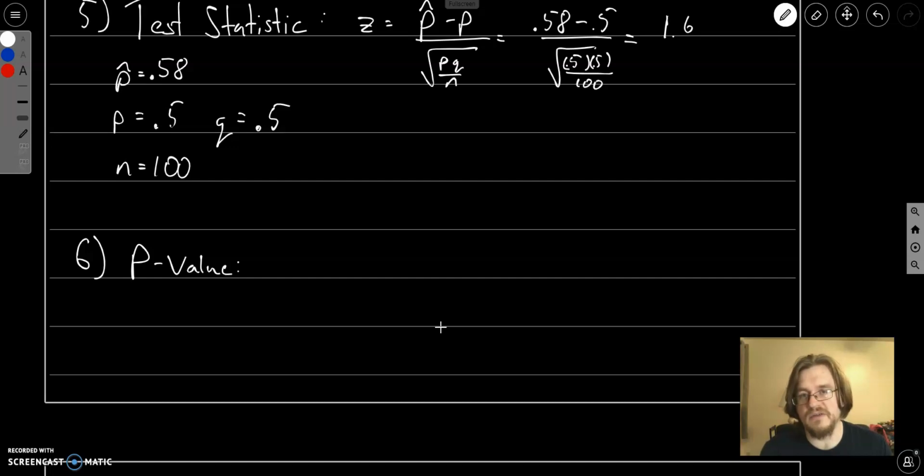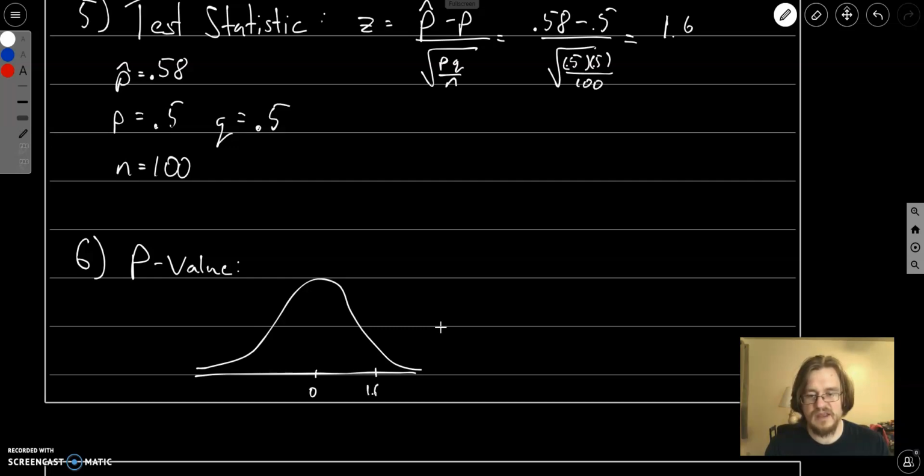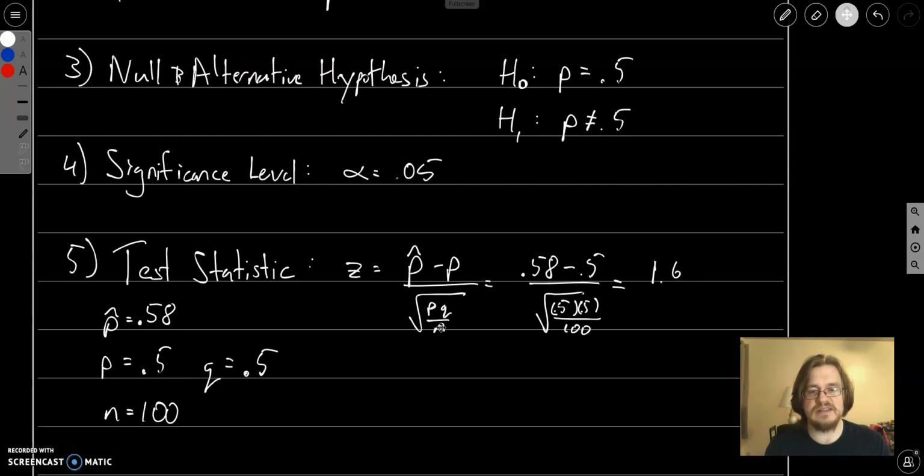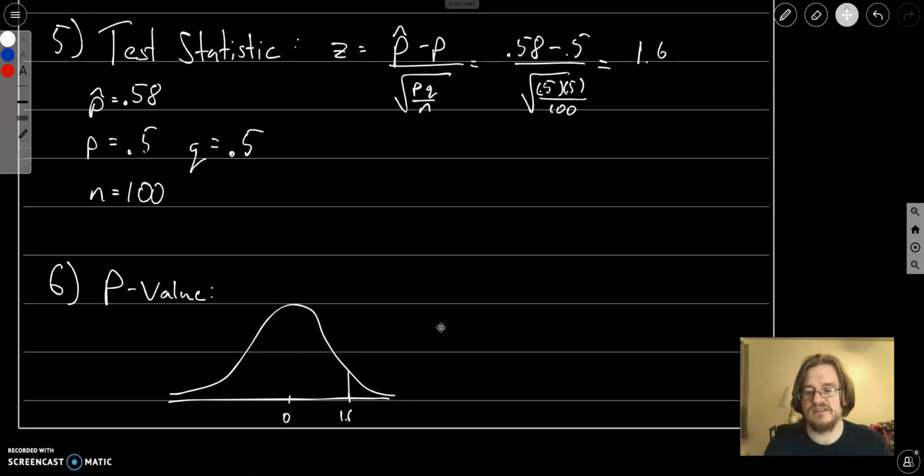So we need to find our p-value, and so I like to graph this, and we'll see what our p-value should be. So our test statistic is 1.6, which will be up here. And our alternative hypothesis is that p is not equal to 0.5. So it could be greater than or less than, which means we are doing a two-tailed test. So clearly, this is going to be one tail. So the p-value is going to be twice this area here.